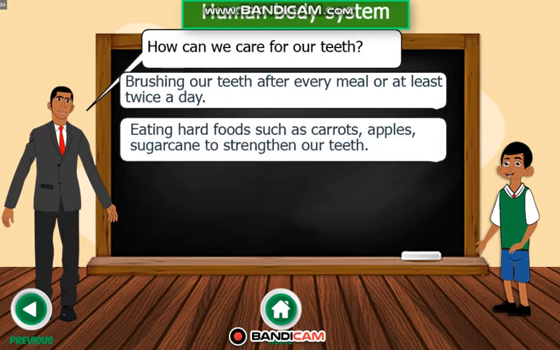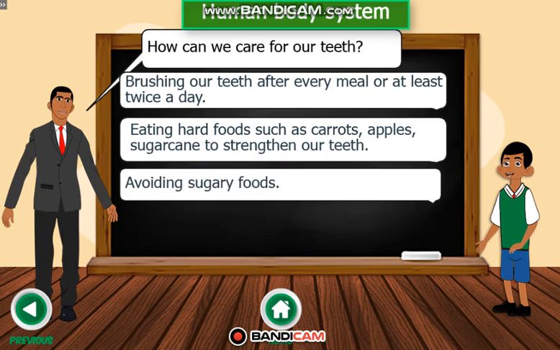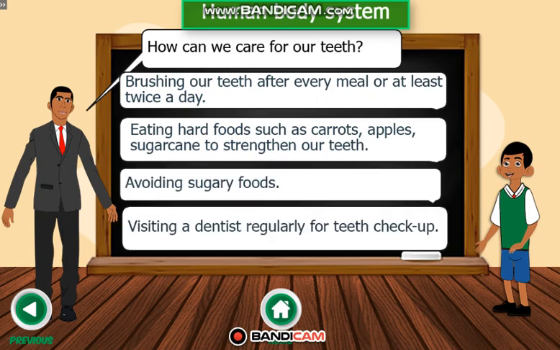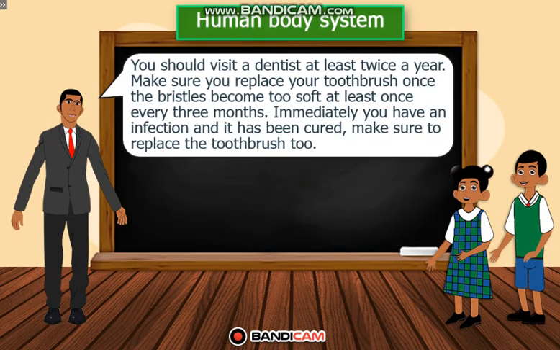Eating hard foods such as carrots, apples, sugarcane to strengthen our teeth. Avoid sugary foods. Visiting a dentist regularly for teeth checkup. You should visit a dentist at least twice a year. Make sure you replace your toothbrush once the bristles become too soft, at least once every 3 months.